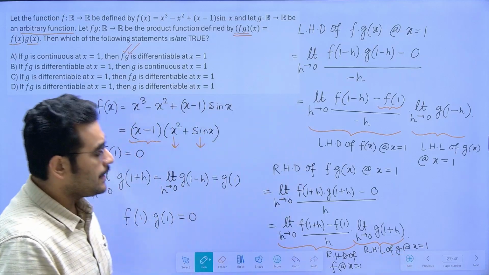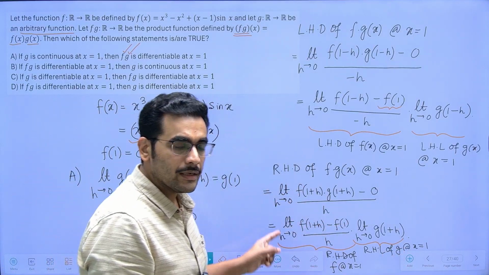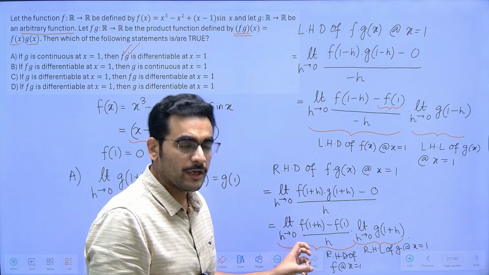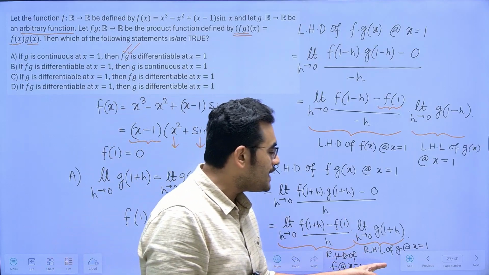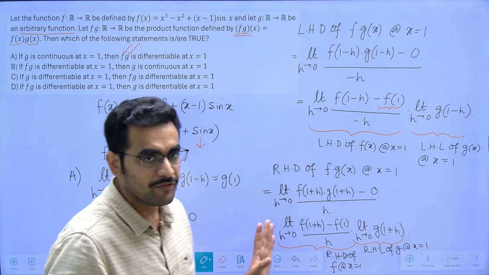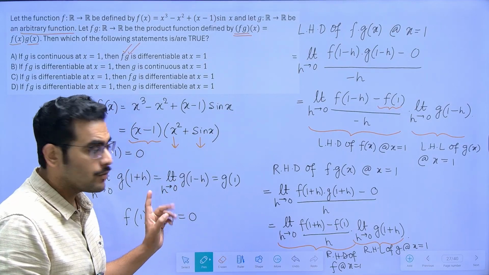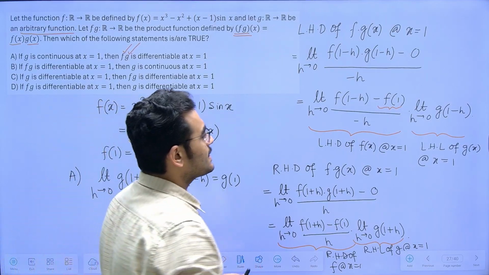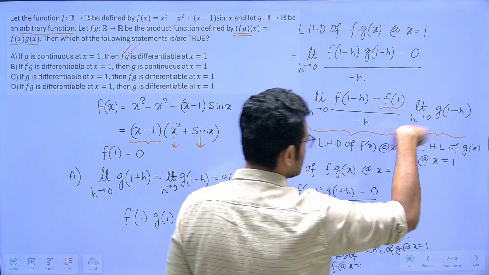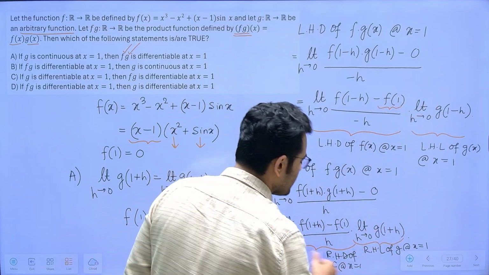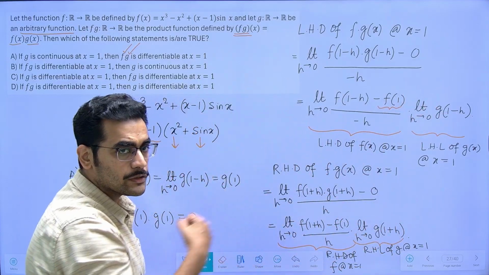Okay. So again, RHT at x equal to 1 of f(x) should be finite because it is differentiable, and RHL of g at x equal to 1 must be finite because it is continuous, right? So what we can say is that this is finite into finite. This is finite, and they must be equal also.